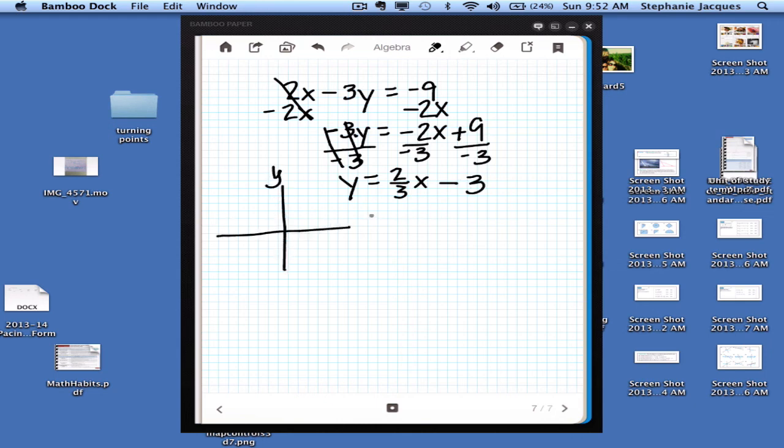So here's my y-axis, my x-axis. So I go down 3, because that's my y-intercept. I'll put that b equals negative 3 or 0, negative 3. And this one's my slope, 2 over 3, and it's positive, so you just go up 2 over 3. So from our point, 1, 2 over 3. Draw our line, and there's our graph. So that's the graph for 2x minus 3y equals negative 9. Have fun!